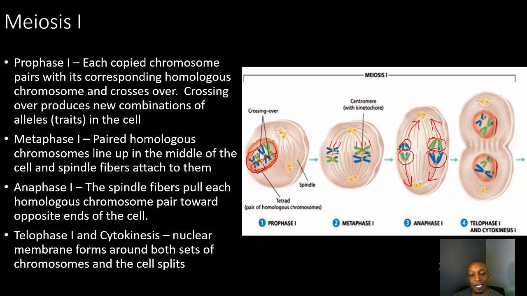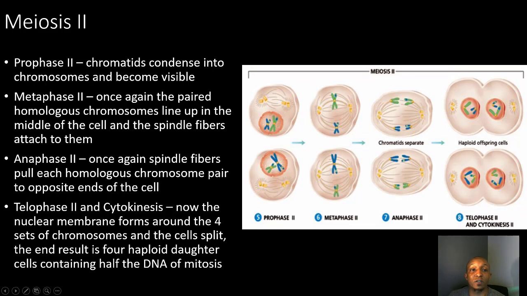And then we move into telophase 1 and cytokinesis, and the nuclear membrane forms around both sets of chromosomes and the cell splits. So here's that nuclear membrane forming around both sets of homologous chromosomes, and then you see this cell begin to split in the middle. And now we take a closer look at meiosis 2.